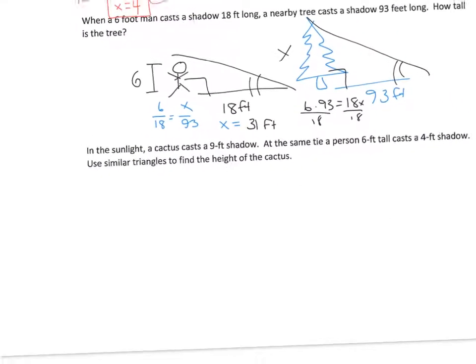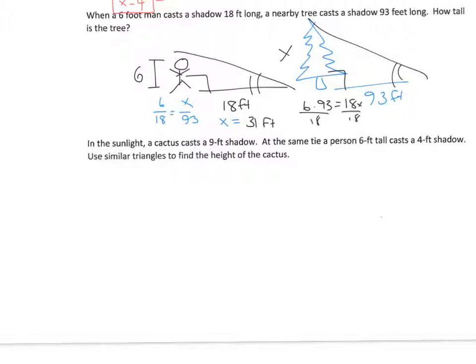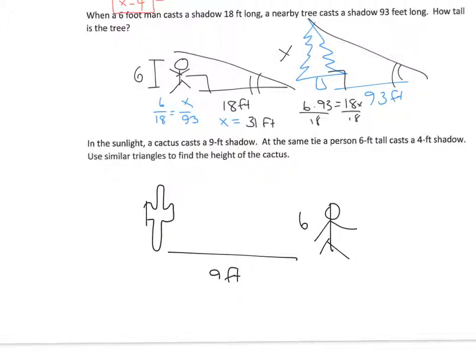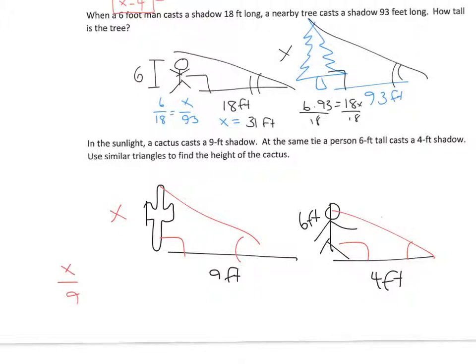And then down here, in the sunlight, a cactus, horrible cactus, cast a 9-foot shadow. A 6-foot person, worst person, that 6 foot tall cast a 4 foot shadow. How tall is the cactus? So again, you have the same angle markings. So this is going to be x, so you can do x is to 9 as 6 is to 4.